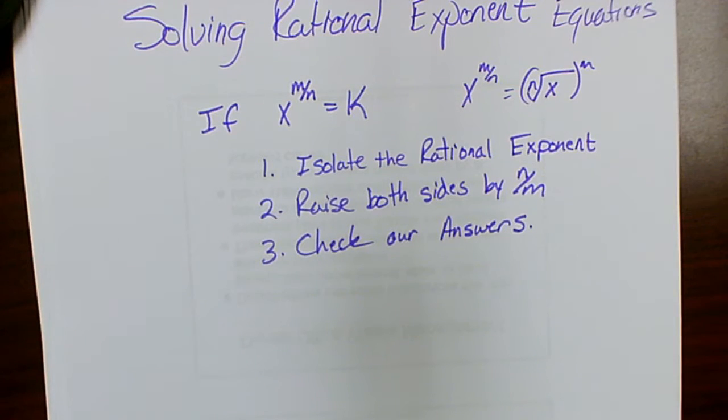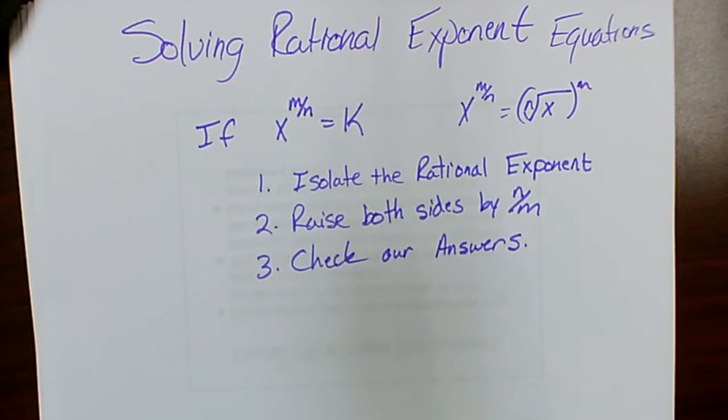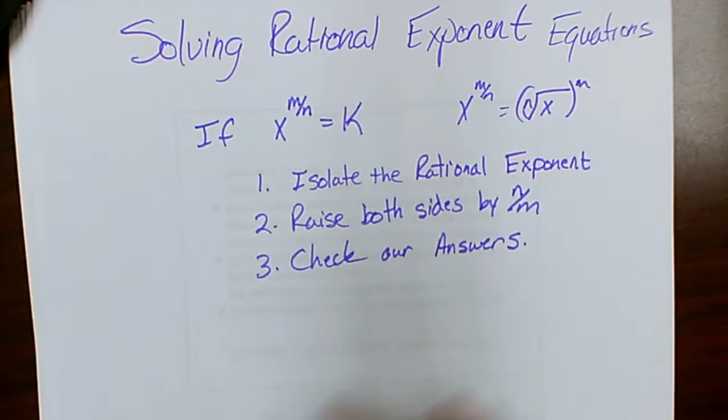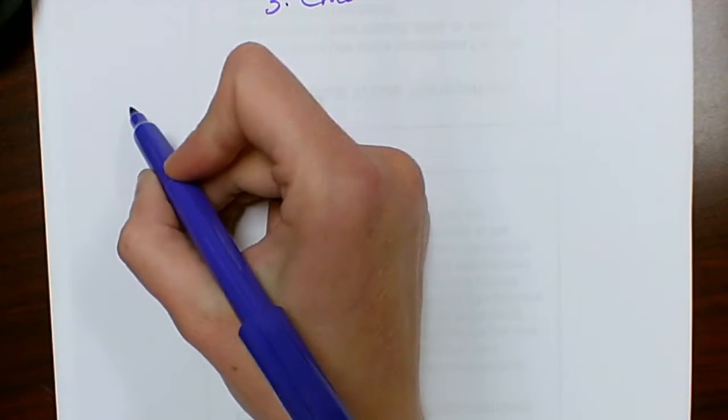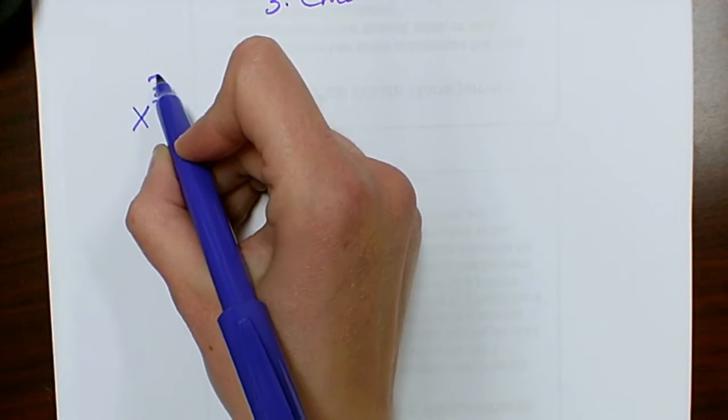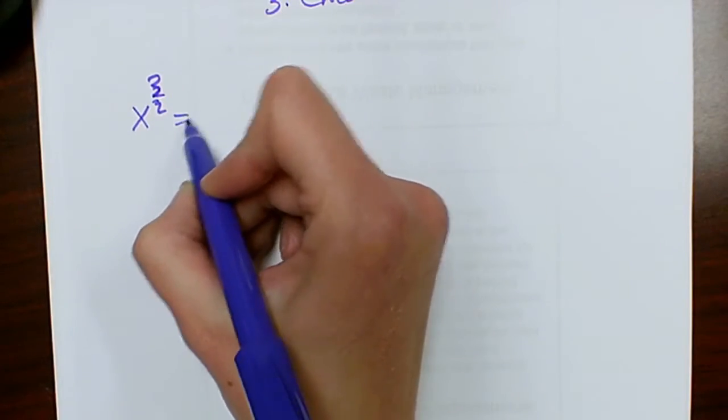Now, this is for my college algebra students. There's also a little rule here about the denominator being even, and of course an even radical with a negative under the radical, it doesn't work. But we're going to exclude that and just go on with what we're going to be solving for. So x to the 3 halves equals 27.